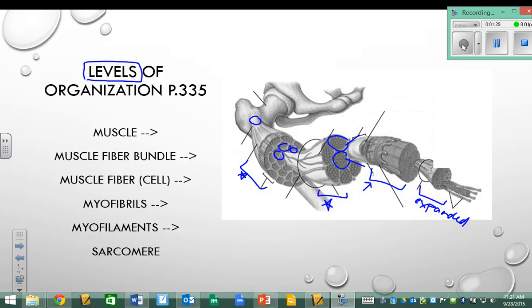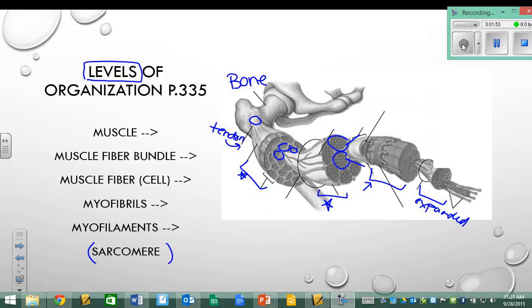And so I wanted to highlight a few of the words that are on your diagram. This word is probably not on there yet because it's the smallest unit of a muscle, but the other words are. Now right here, this is your bone, and the thing that is attached to your bone is a tendon.